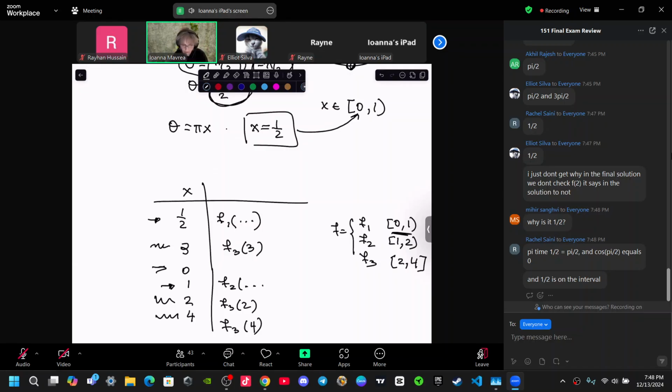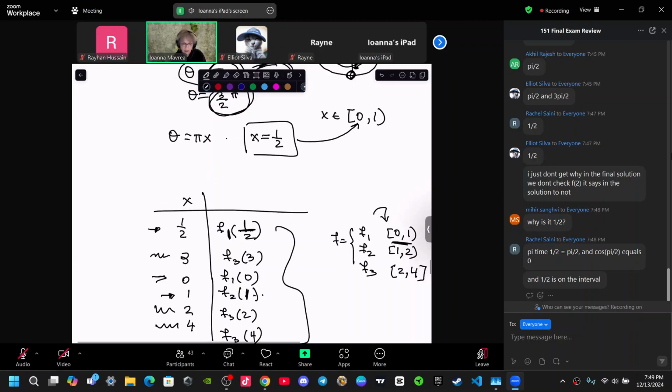The 0, you have to plug in on the first piece. The half, you have to plug in on the first piece. Right? So you plug in the right pieces. And then you compare. Now, why did we say the half?